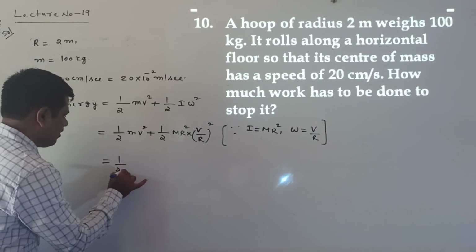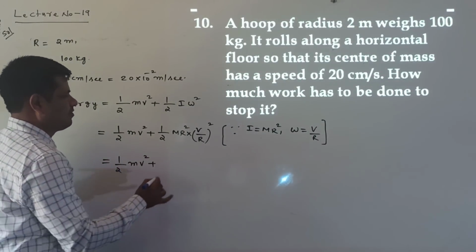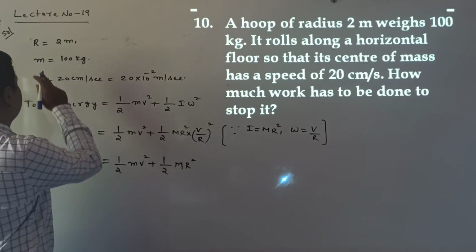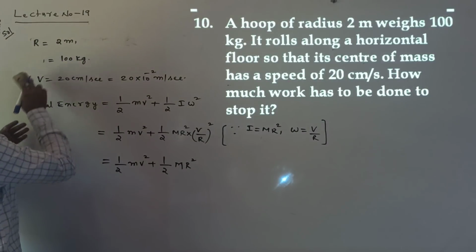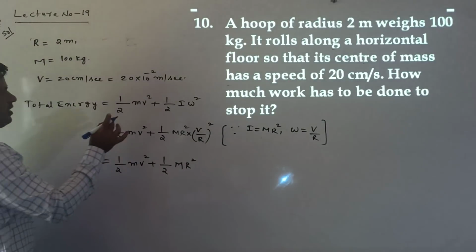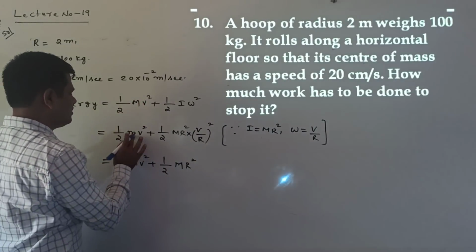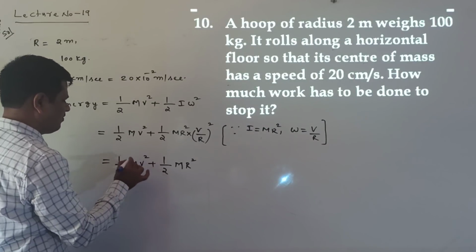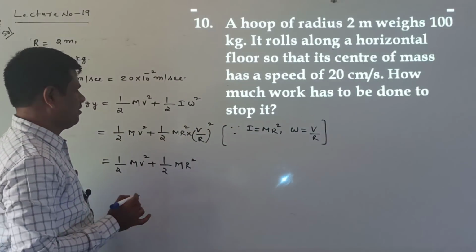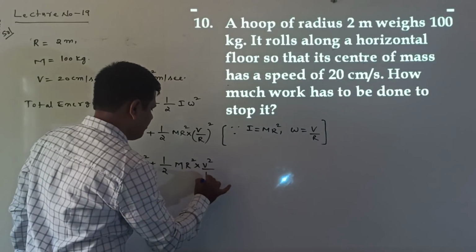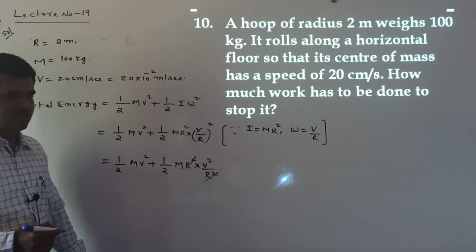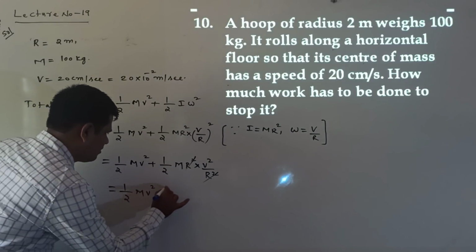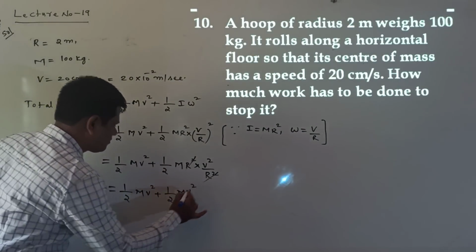Now what I am writing: half mv square plus half of mr square. The mass I take as capital M, the mass of the hoop, and capital M also comes in the moment of inertia, into V square by R square. R square gets cancelled. Now what we get is half mv square plus half mv square.